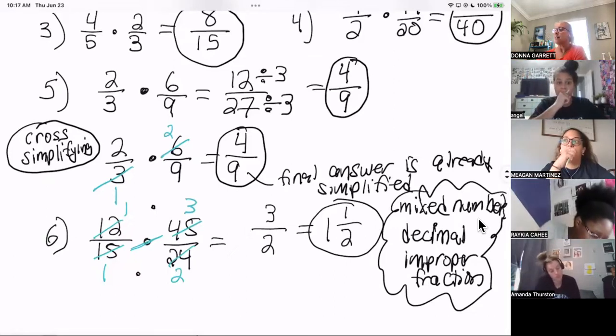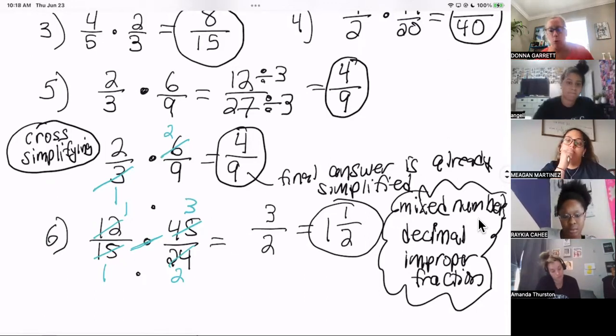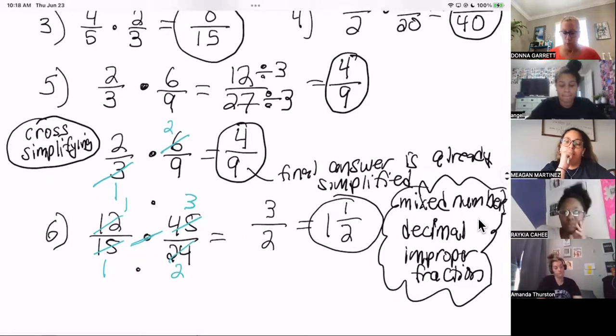My other class, my Dev 2 class, got so many wrong because they didn't read the directions. It would say enter as a decimal, they would put a fraction, and they got a whole bunch wrong just because they weren't reading directions. So make sure you read directions. All right, let's move on.